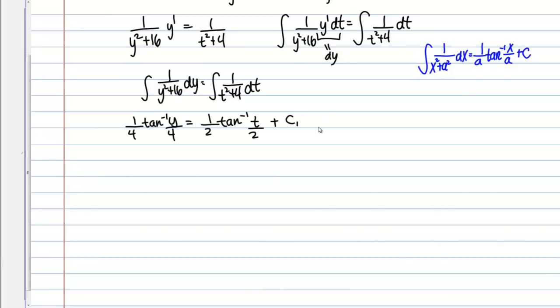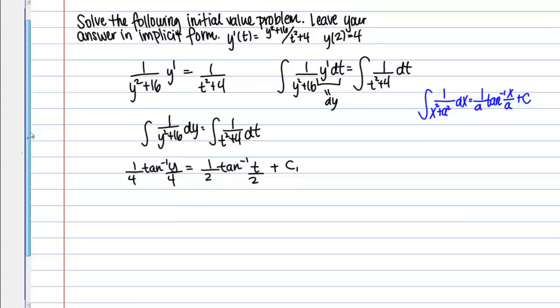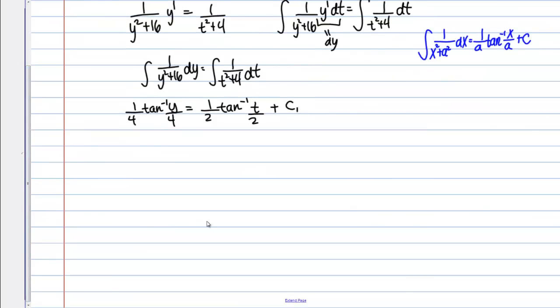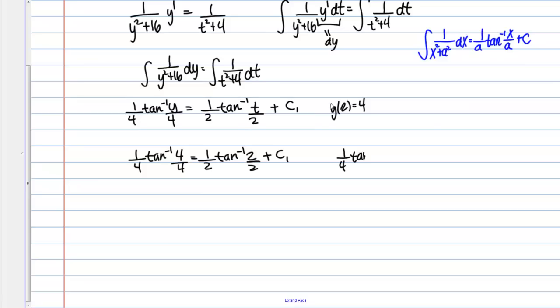which I will call c1. Okay, in this case, I am allowed to leave my answer in implicit form, so I'm not going to have to solve for y, which is really nice, because here I have some pretty complicated functions. But I do need to solve for c1 because I am given an initial condition: y of 2 equals 4. So when t is 2, y is 4. Let's plug in those values, 4 for y and 2 for t. So this becomes 1/4 inverse tan of 1 equals 1/2 inverse tan of 1 plus c1.